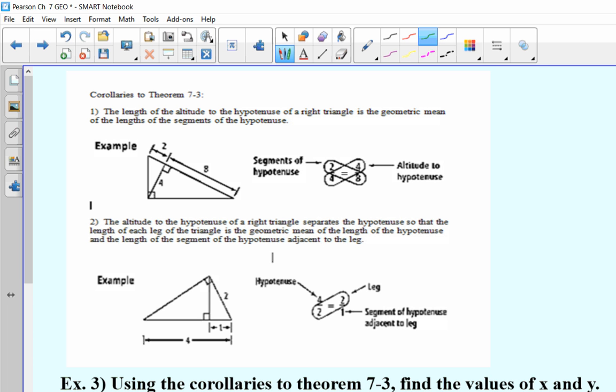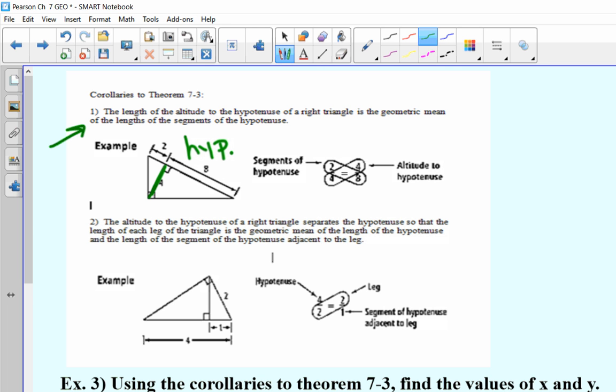So you've got to know some of these. These are some corollaries that we have of right triangles. Let me just read it. The length of the altitude to the hypotenuse of a right triangle. So here's my big right triangle, and here's the altitude being drawn to the hypotenuse. You might want to label that. It is the geometric mean of the lengths of the segments of the hypotenuse.